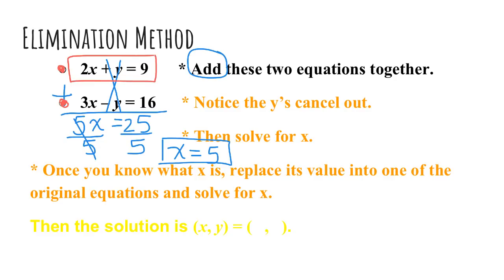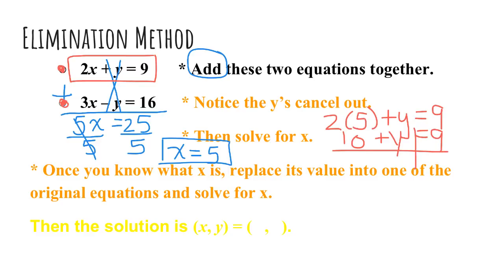And if I know that x is 5, I can simply plug the 5 in for the x, rewrite the equation. 2 times 5 is 10. 10 plus my mystery number is 9. When we solve this, we're going to subtract 10 from both sides. And it looks like y is going to be -1. So once you know what x is, you can replace it into either one of the equations and find out what y is.